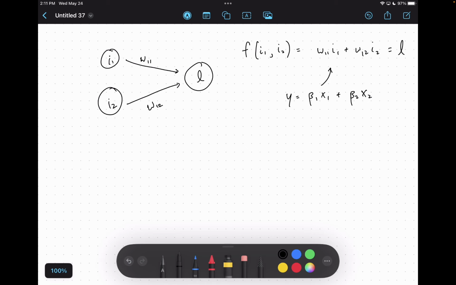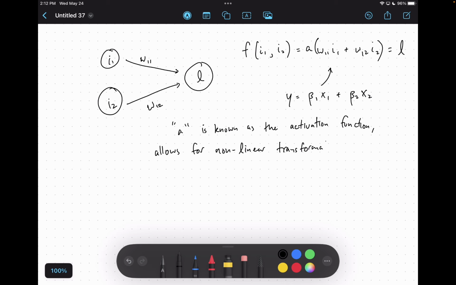Okay, but I'm going to modify this just a little bit. We are going to add one term right here, which is A. Okay, so A is known as the activation function. And this allows for nonlinear transformation of the inputs at each node. Okay?